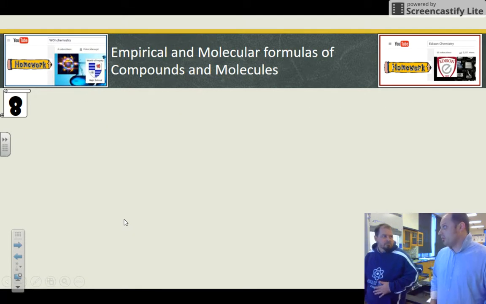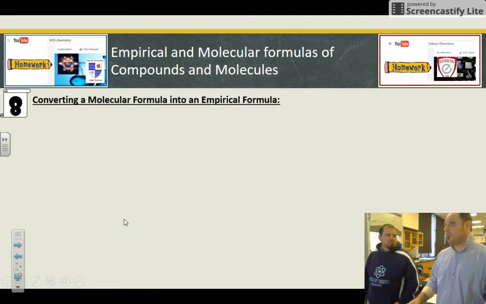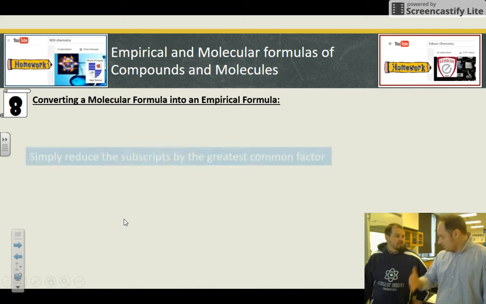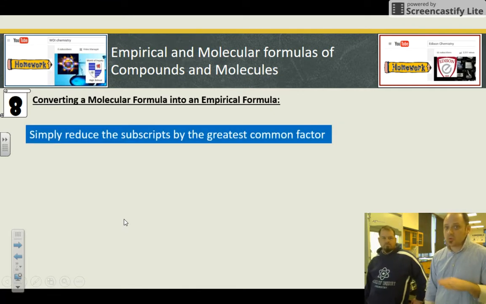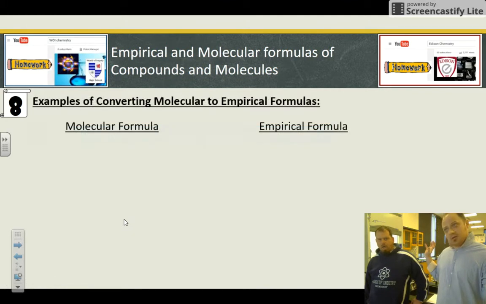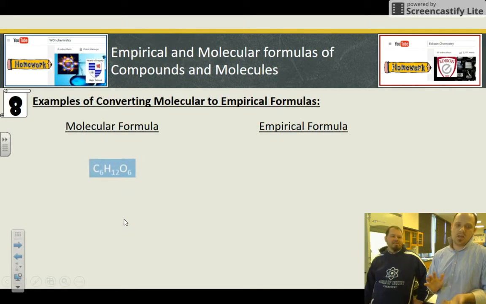But we've simplified it down as much as it can be. Let's just figure out what the empirical formula is. Simply reduce the subscripts you're given by the greatest common factor. Fraction freak out? What factors? Oh my God, no, watch. Look how easy it is. It's not that big.